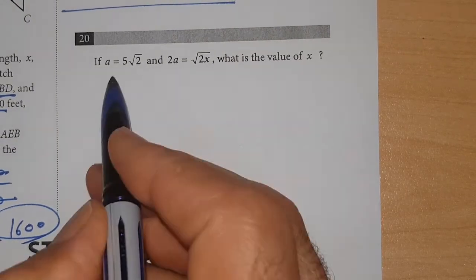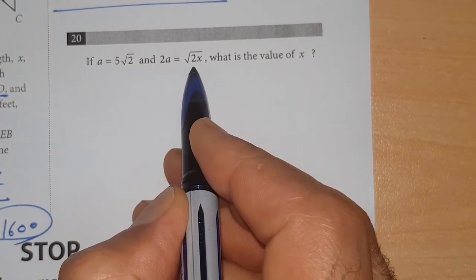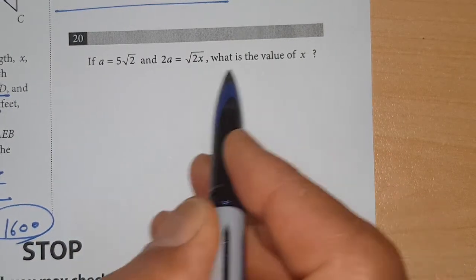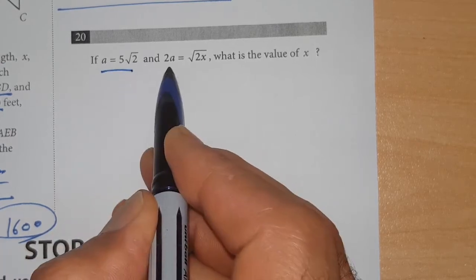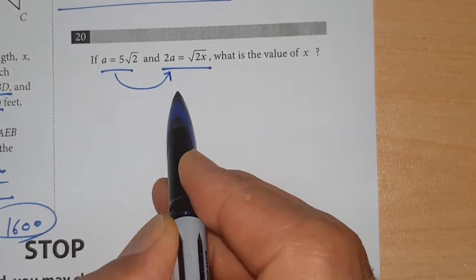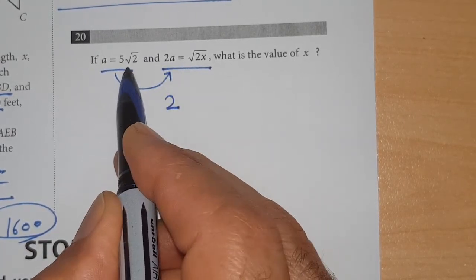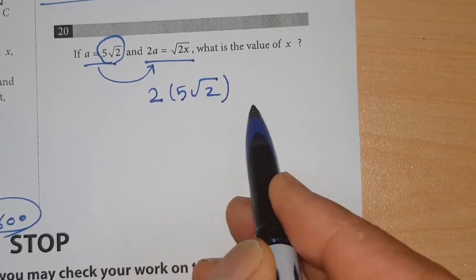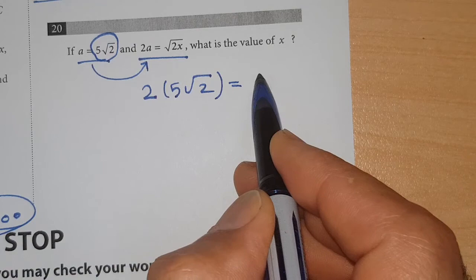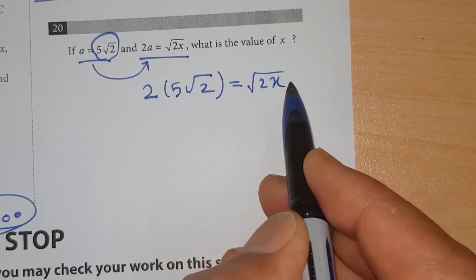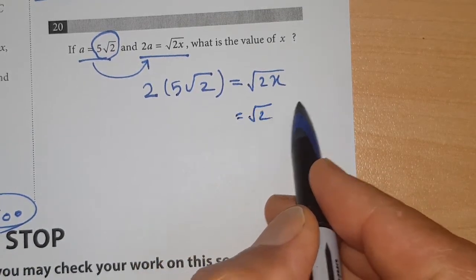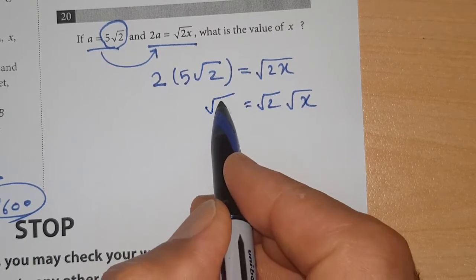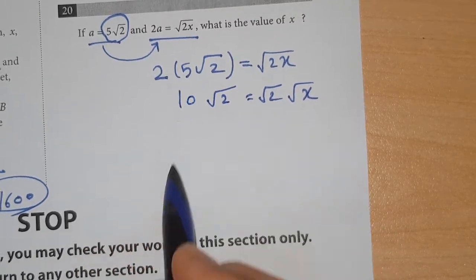Last question: a equals 5 radical 2 and 2a equals the square root of 2x. What is the value of x? I have a equals and 2a equals. You can substitute directly here. Don't write a now, write its value. 2 times 5 radical 2 is equal to root 2x. Root 2x, you know, is root 2 times root x. And the root 2 here, 2 times 5 is 10.